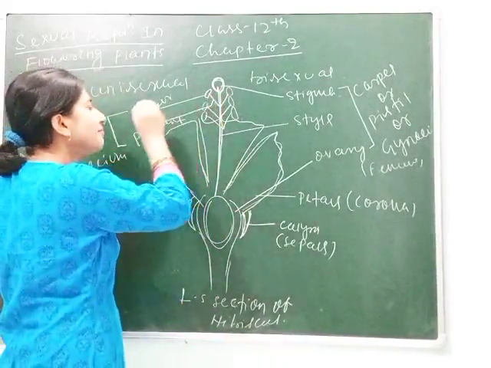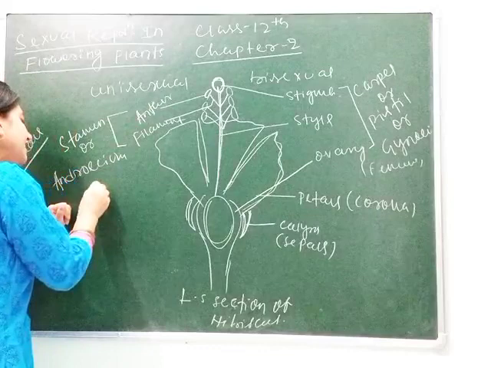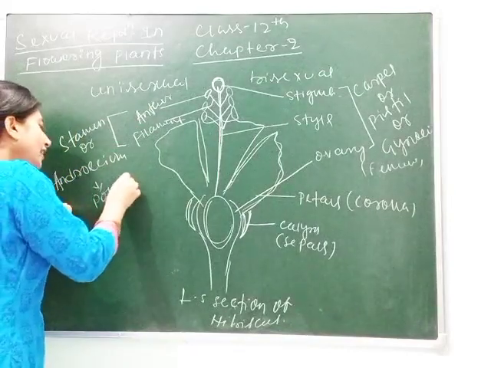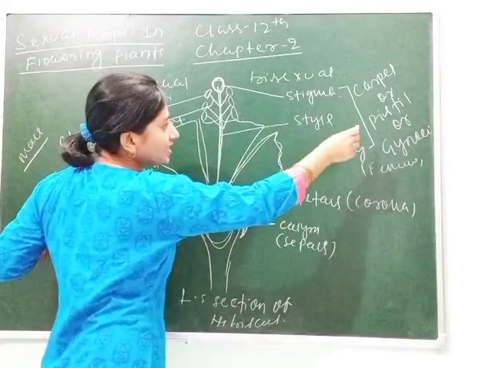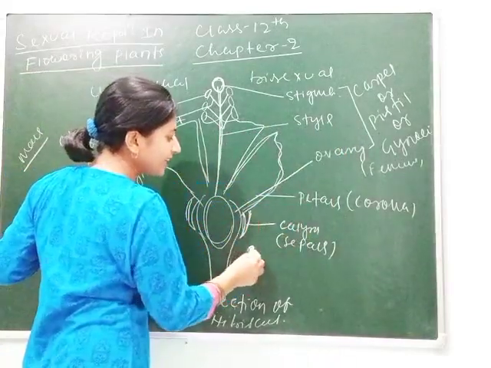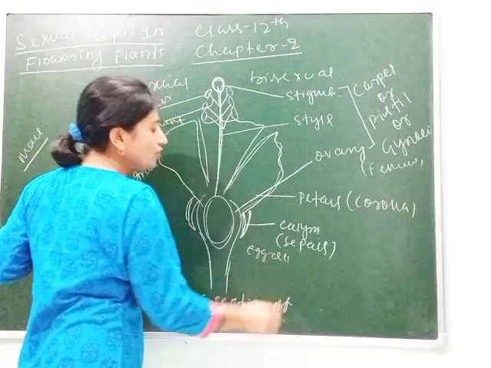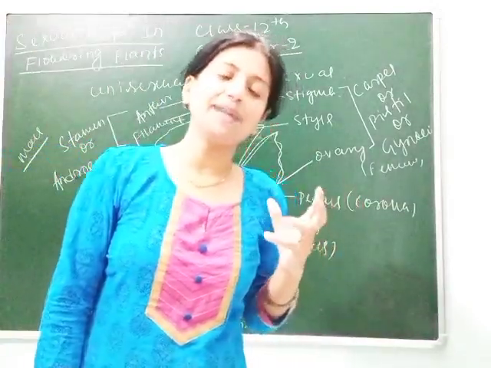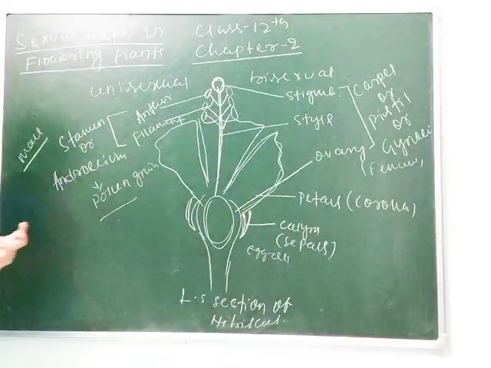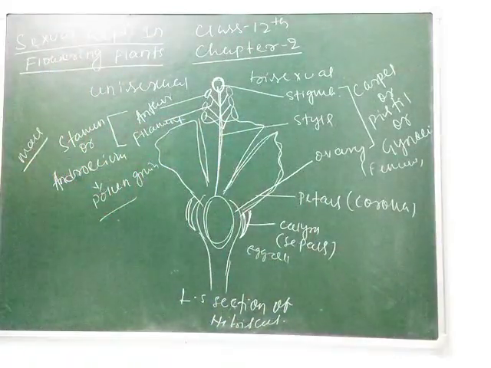Next, here is the male part, inside which the pollen grain is formed, which carries the male gamete. Inside the pistil or carpel or gynoecium, the egg cell is formed. So the main parts of male and female are the pollen grain and egg cell, which participate in the reproduction.